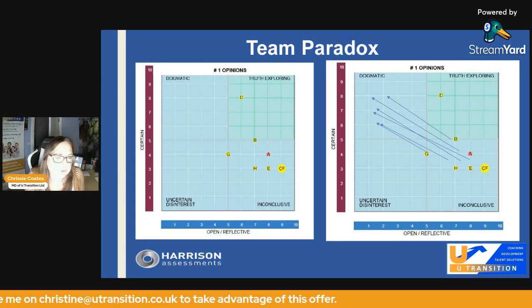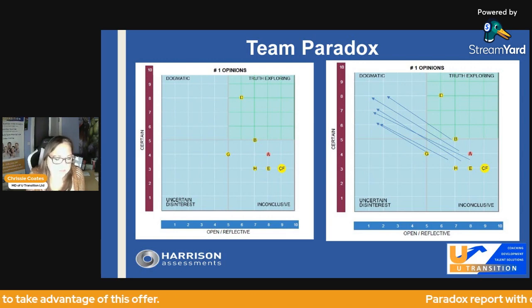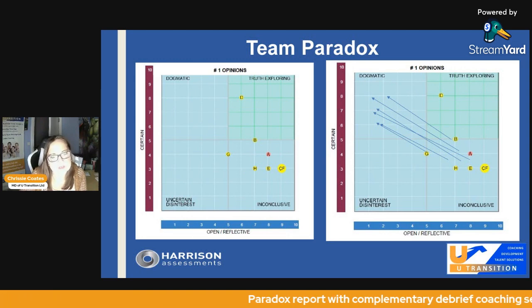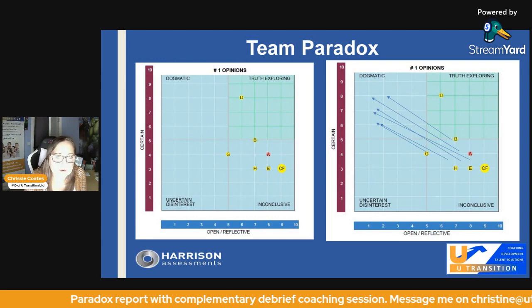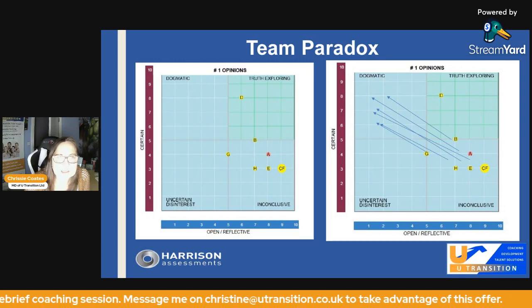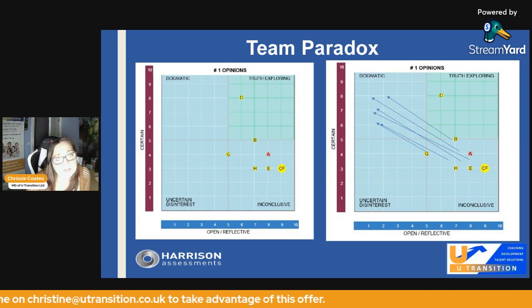Now, on a normal report, they're not highlighted in different colours. They're literally the same colour. So you do get a list that helps you identify which letter belongs to which person at the very end. But initially, when you look at the paradoxes, it is just letters. And as I say, they're all in the same colour. So it's a great way to have a conversation with a team and think about the impact.